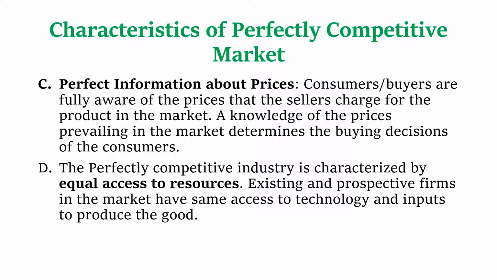Now, the fourth characteristic is that the perfectly competitive market is characterized by equal access to resources. So every firm, including prospective firms in the market, have the same access to technology and inputs to produce the good. They have the same technology, the same access to inputs, raw materials, capital, etc., to produce the good. Now, what does this imply?